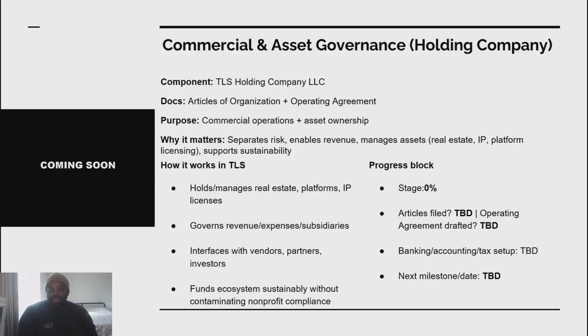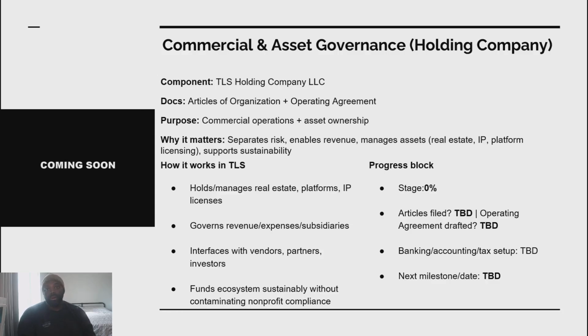The documents that govern this are the articles of organization and the operating agreement. The purpose of this layer is commercial operations and asset ownership. Now, why it matters: it separates risk, enables revenue, manages assets like real estate, IP, platform licensing, and supports sustainability for the overall organization.